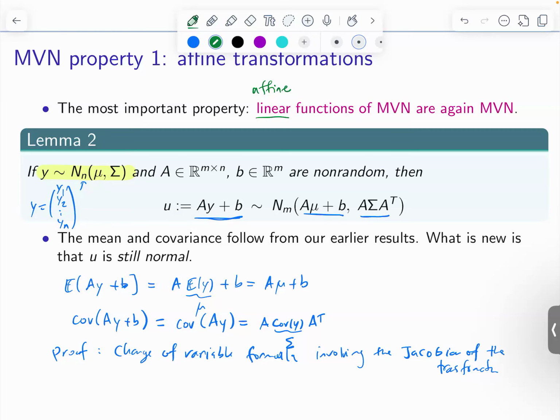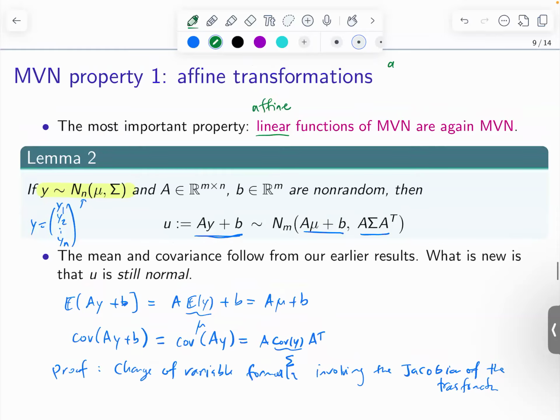This is the mnemonic: affine transformations preserve normality. What is an affine transformation? Multiplying by a matrix and adding a constant. That's the general affine transformation.